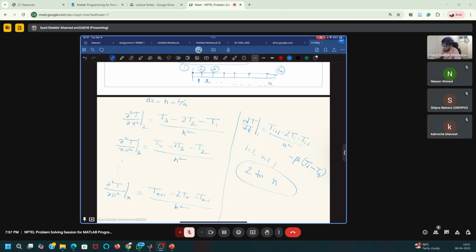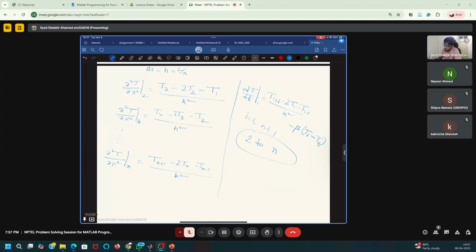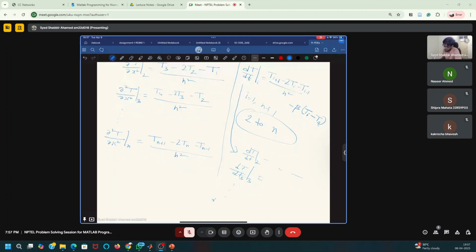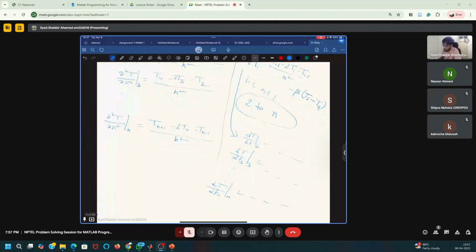So we will solve all the equations: dT2 by dt is equal to something, dT3 by dt is equal to something, up to n. You will have n equations and you will solve all of them at once. So these are all ordinary differential equations.